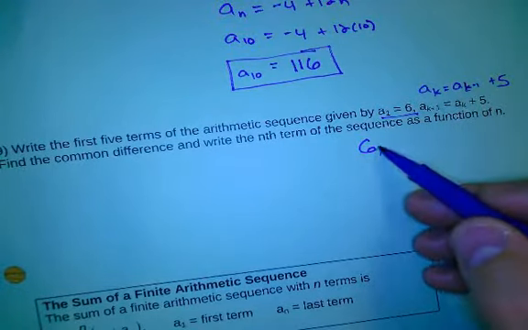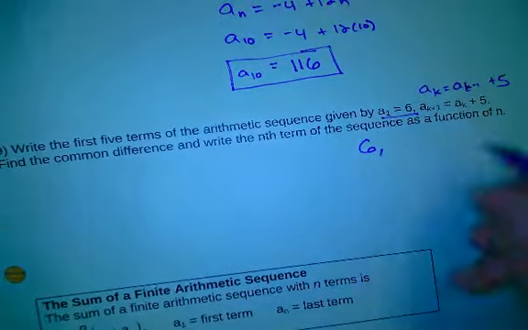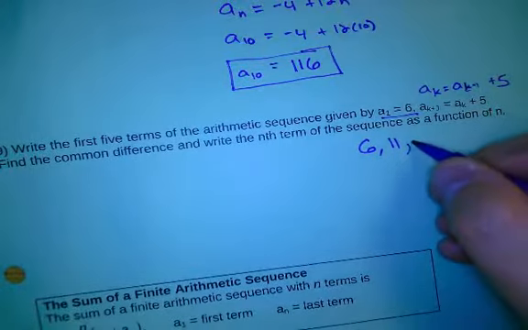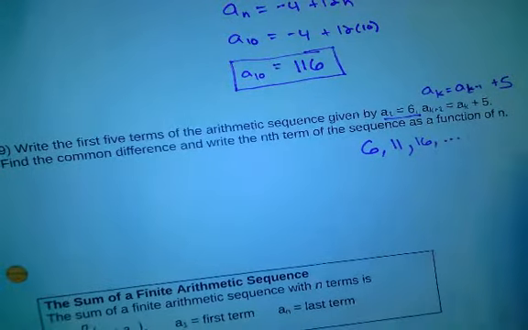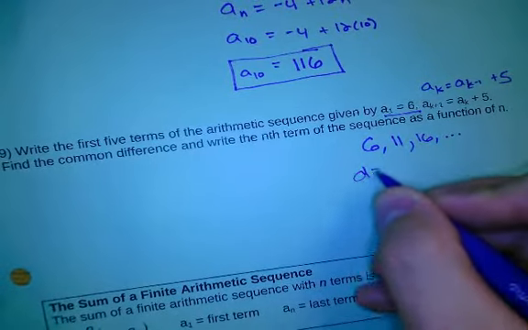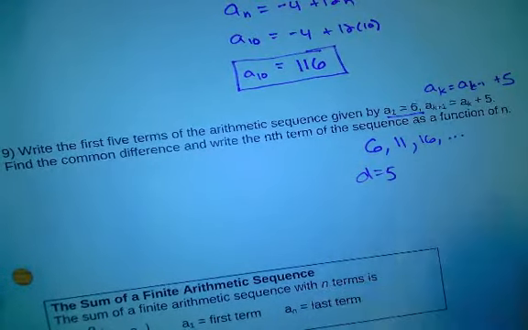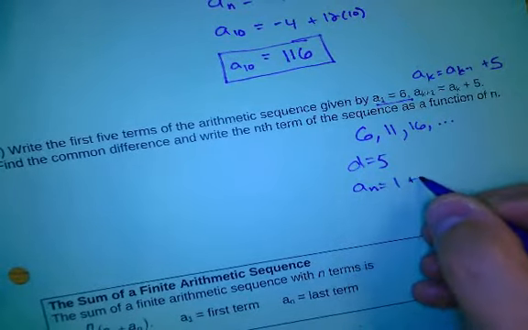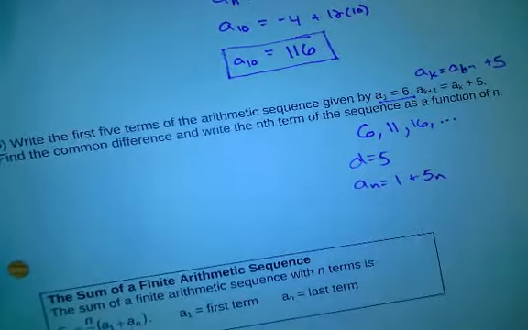So the next term is going to be the previous term plus 5, which is 11. The next one is 16, and this is arithmetic. You agree? It's increasing by how much each time? So what's the first number going to be? Well, not the first, the A sub 0 number. So it's going to be 1 plus 5n.